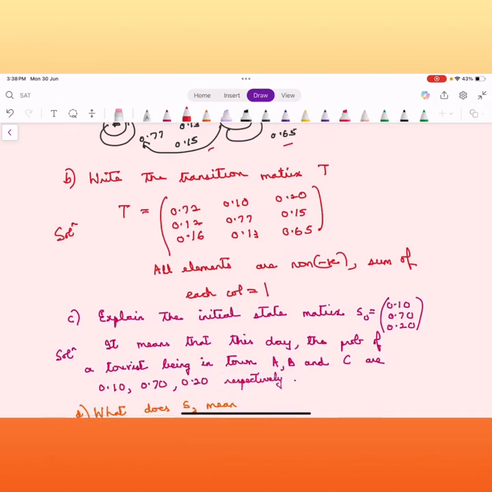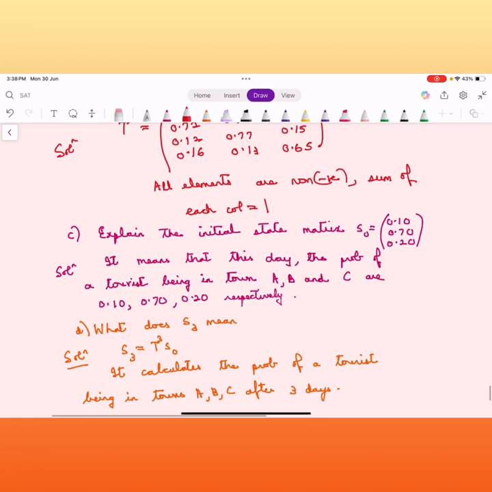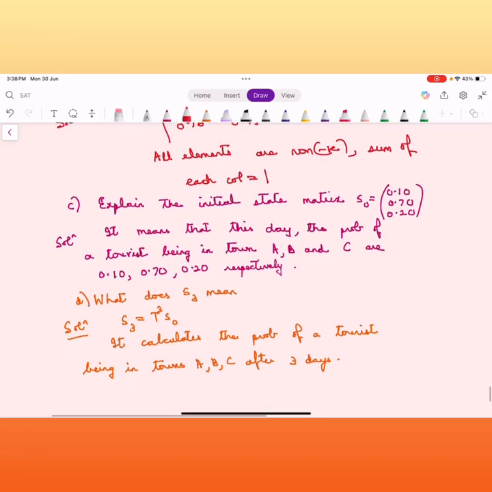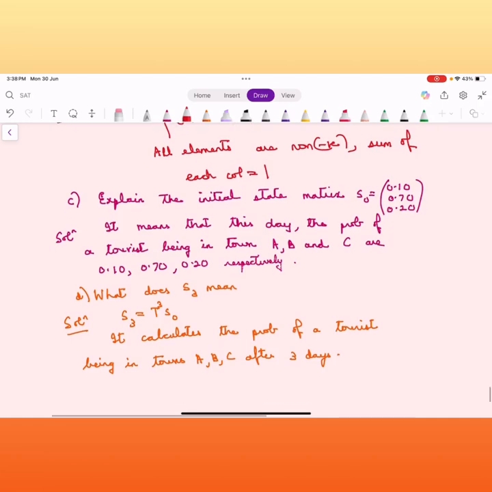Explain the initial state matrix S0 is 0.1, 0.7, 0.2. It means that this day the probability of a tourist being in town A, B and C are 0.1, 0.7 and 0.2 respectively. What does S3 mean? S3 equals T cubed S0. It calculates the probability of a tourist being in towns A, B, C after 3 days.